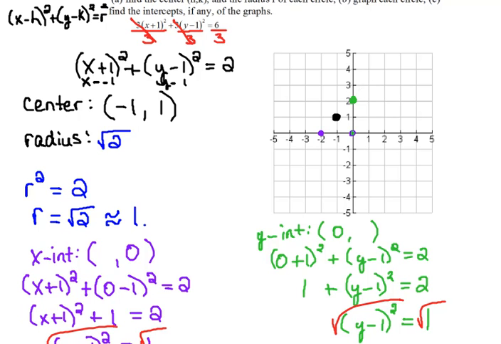Because if you'll remember, the radius was the square root of 2, which is a little over 1. So that means that from our center we went up 1 and a little more. We went down 1 and a little more. We went to the left 1 and a little bit more. And we went to the right 1 and a little bit more. Now whenever we connect all of those dots together, we have a much nicer picture of what that graph should look like.